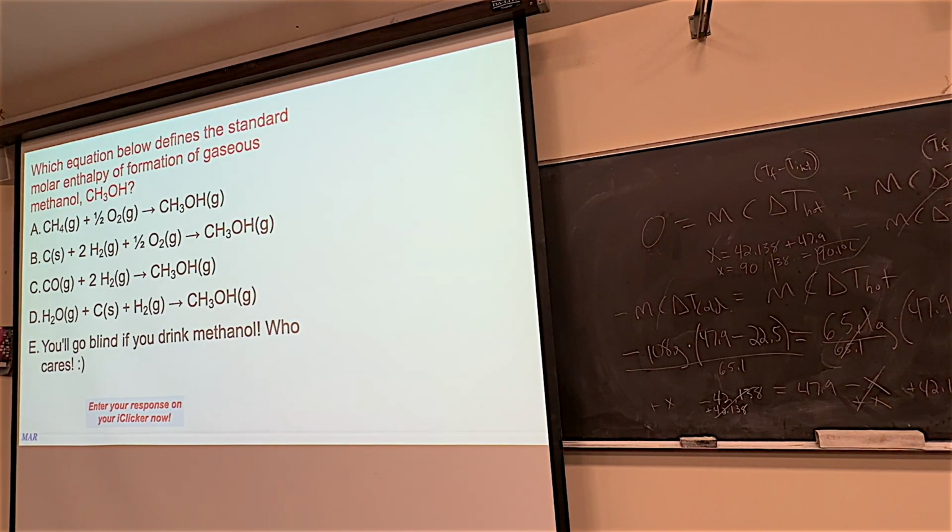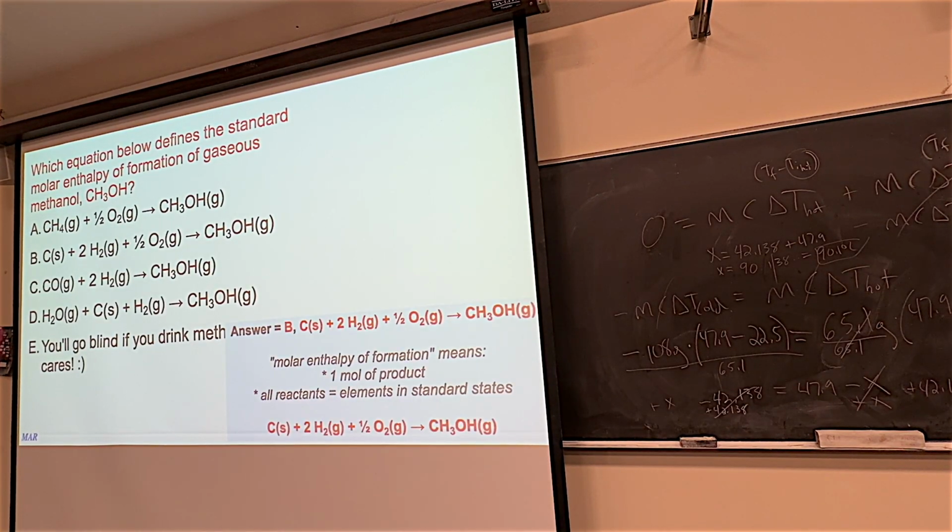CO, compound, carbon and oxygen, not delta HF. Water, compound, not delta HF. But this one right here, 1 mole of product, so there's only 1 right there, and everything on the reactant side are elements. Carbon would be graphite, hydrogen's a gas, oxygen. I have to use fractions here. I don't like to, but I have to in these kind. So B here is a heat of formation reaction. The other ones would be regular delta H of reactions.